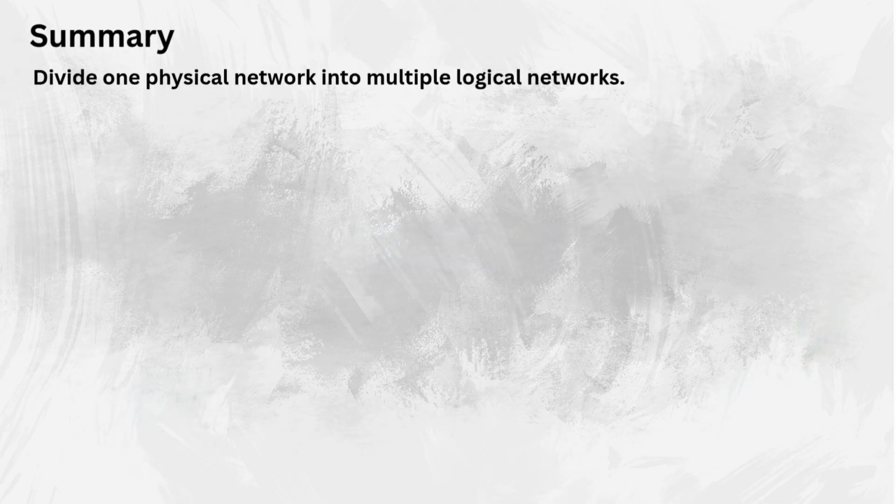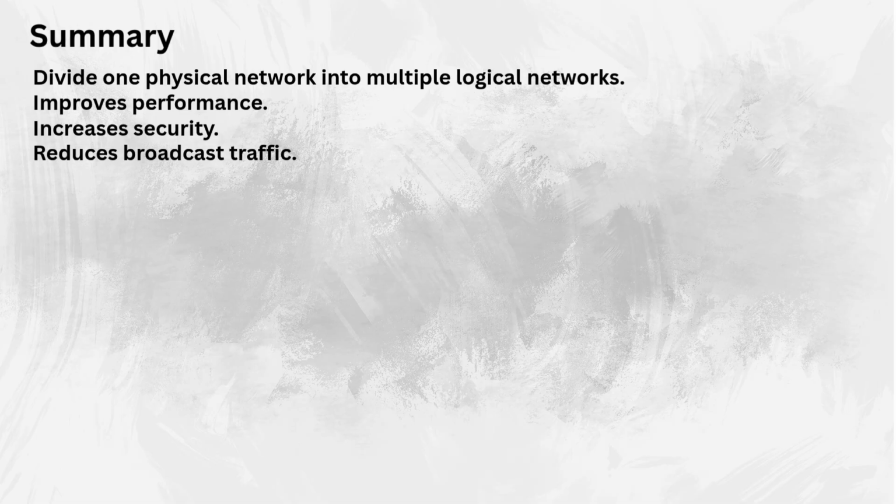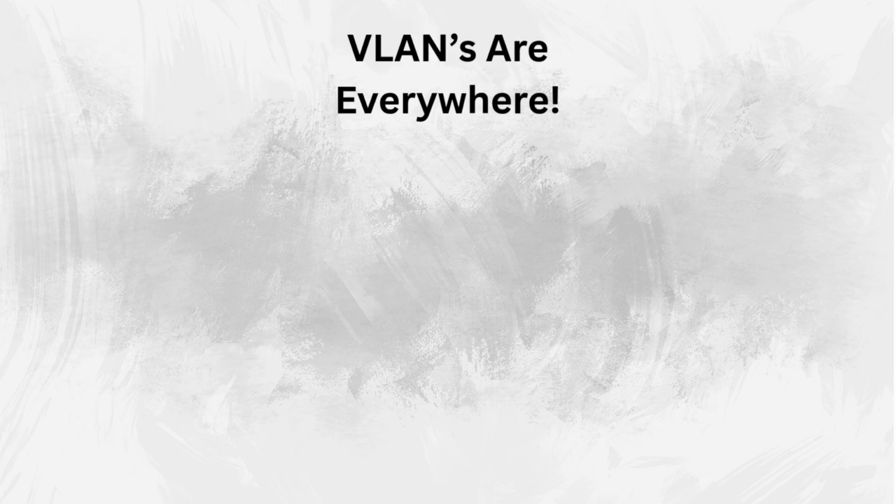So, in summary, a VLAN is a way to divide one physical network into multiple logical networks. It improves performance, increases security, reduces broadcast traffic, and makes networks easier to manage. VLANs are used in almost every business network today. From small offices to large enterprise campuses, VLANs are everywhere.